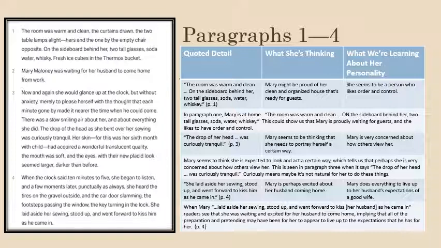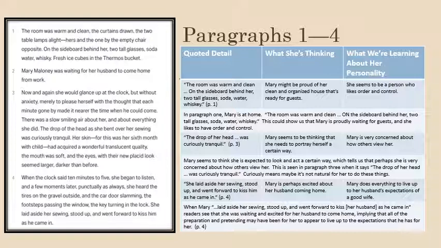When Mary laid aside her sewing, stood up, and went forward to kiss her husband as he came in, readers see that she was waiting and excited for her husband to come home, implying that all of the preparation and pretending may have been for her to appear to live up to the expectations that he has for her. So I'm making an educated guess that all of this pretending she seems to have been doing was really for his benefit, that she's putting on an act so that he'll be happy with her. So she's maybe a people pleaser to some extent.